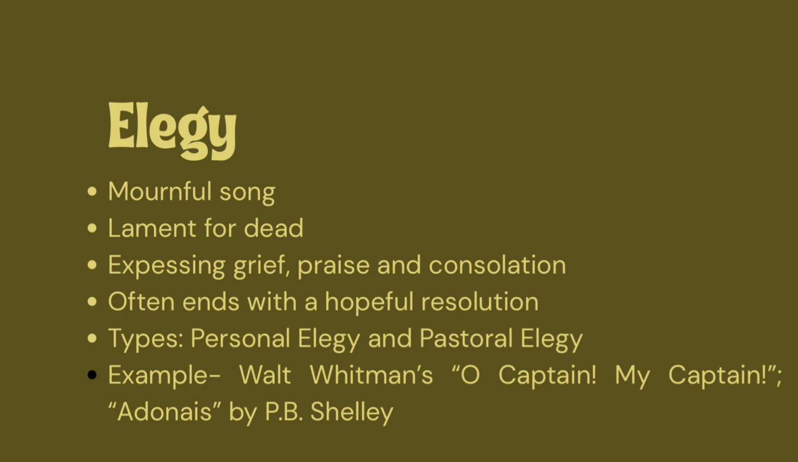Traditionally, an elegy moves through three stages. First is lament, then comes praise, and then consolation. Originally in Greek and Latin, elegies were written in elegiac couplets, but in English literature, the term refers more to the theme and tone than to a fixed form. Some examples of elegies are Thomas Gray's Elegy Written in a Country Churchyard and Walt Whitman's O Captain, My Captain, who is mourning Lincoln here.